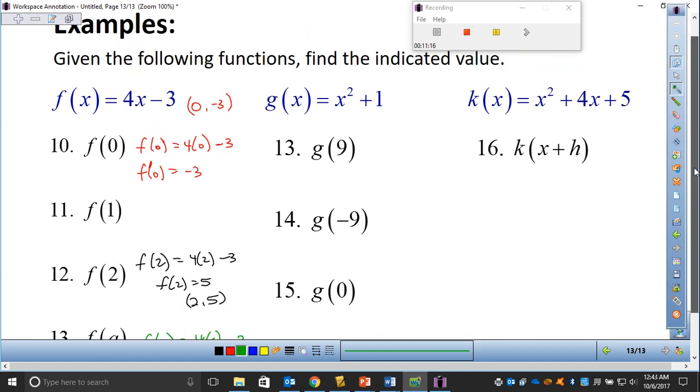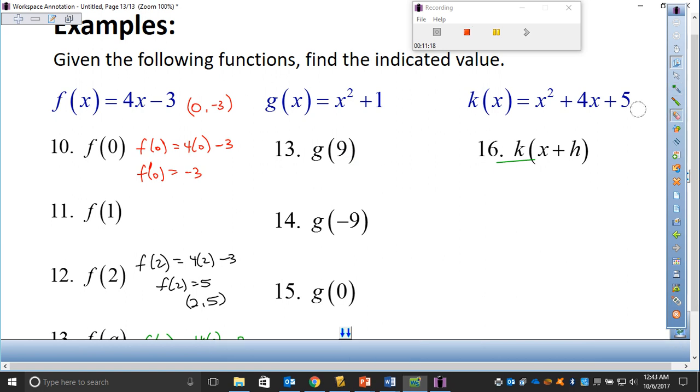Now these other ones, this g of 9, g of negative 9, g of 0, I know where to plug this into because this is g of 0. I'm not going to plug the g of 0 into the f function or the k function for that matter. I'm going to plug this g of 0 into the g function. So the variables that are before the problem in function notation, those are important, so pay attention to those. I'm going to skip over these for now and look at number 16 with k of x.